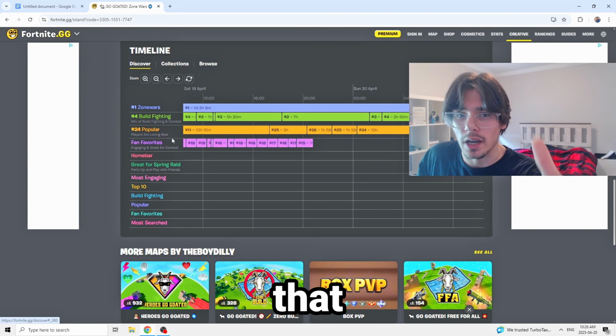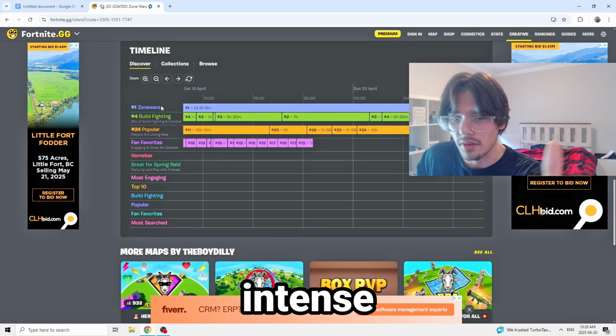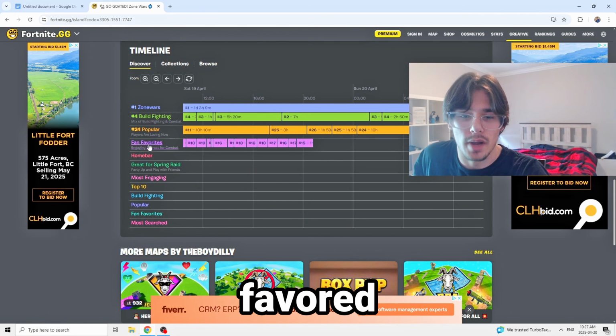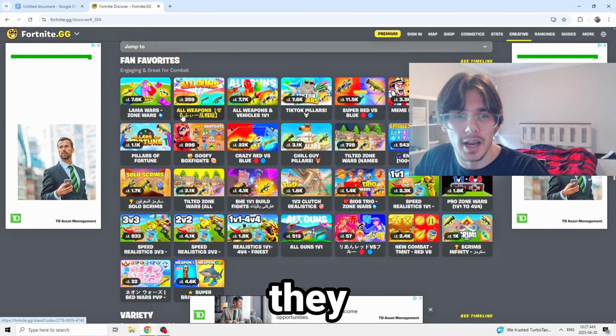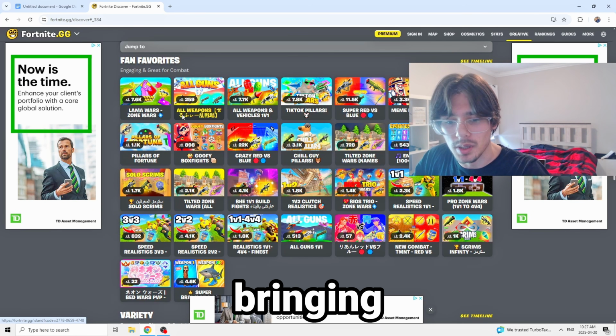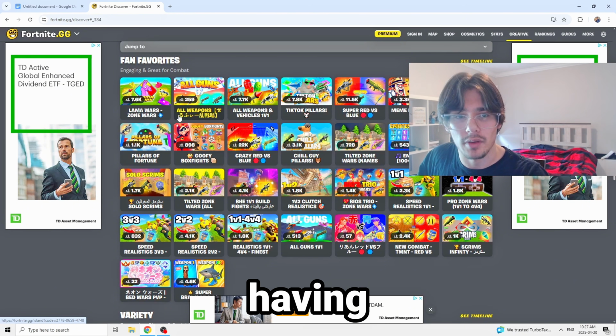Because these ones are the ones that actually strive towards bringing people back into the space, because people like Zone Wars maps. They like how intense it is. People like build fighting maps because of how intense it is. And fan favorites. People love fan favorited maps. If we go to the fan favorited section, these are all of the hundreds of maps that people have played because they actually enjoy them. These are maps that are bringing people back into Fortnite just to play, which will make Fortnite more money because they're going to retain more players coming back to their game.